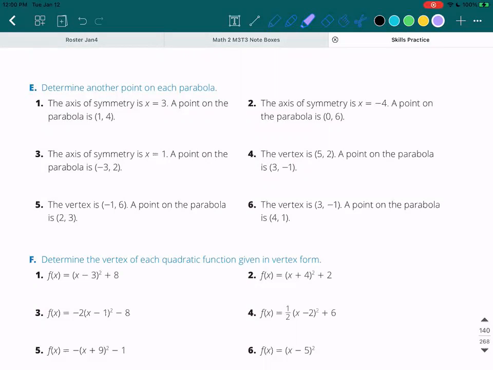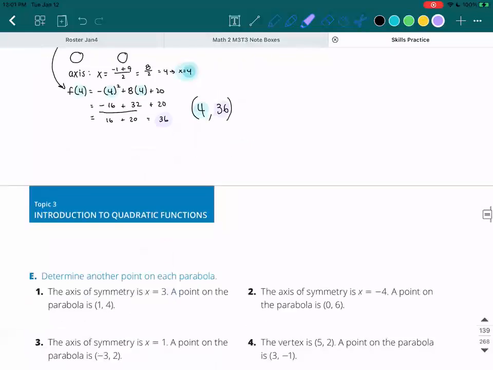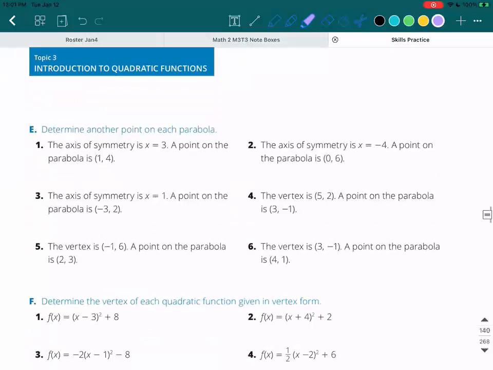Okay, hold on. All right, so scrolling down to part E, we have to determine another point on each parabola. So we have, for number 1, the axis of symmetry is x equals 3. A point on the parabola is 1, 4. Okay, so I'm actually going to kind of sketch a picture. I think if you're a visual learner, it might help you to just sketch a picture so you kind of know what's going on for these types of problems. So that's why I'm going to sketch a picture.